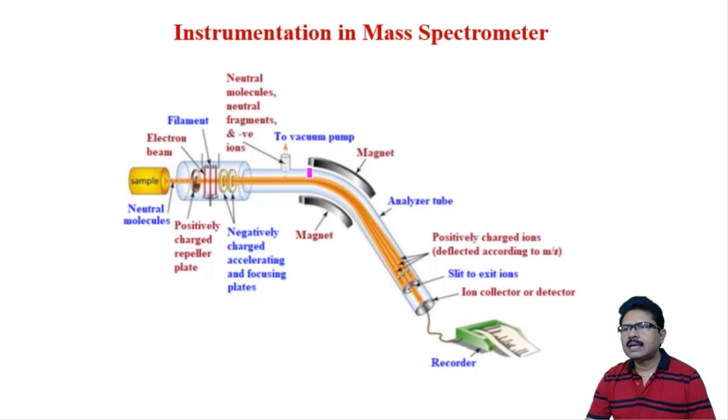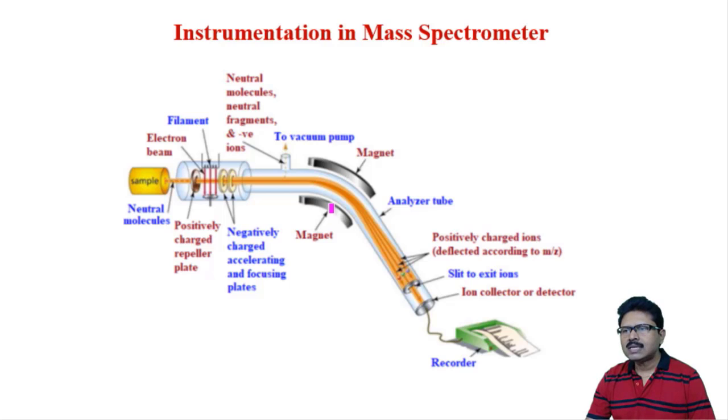Here this is the analyzer tube. The whole analyzer tube is normally kept at vacuum. In this case some arrangement is there which will collect the electrons and neutral particles. So only the positive ions will be allowed to pass in the rightward direction. Now all the positive ions will be deflected according to their masses. For that, a strong magnetic field is used.